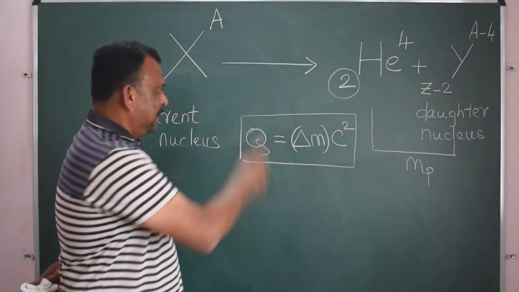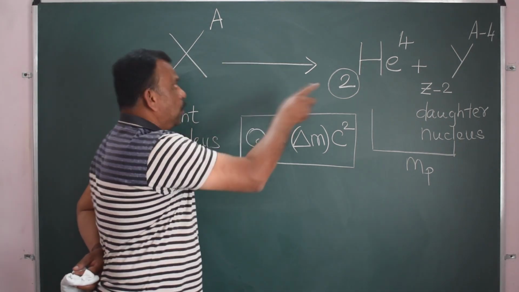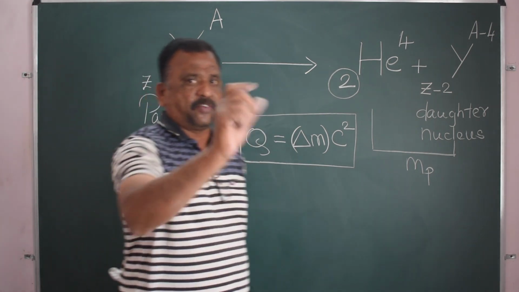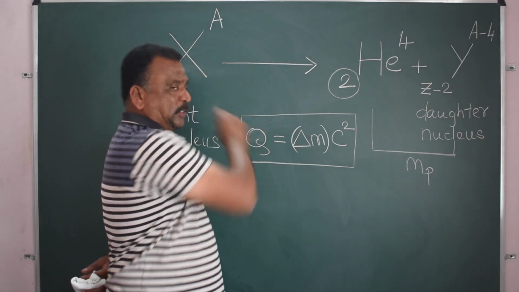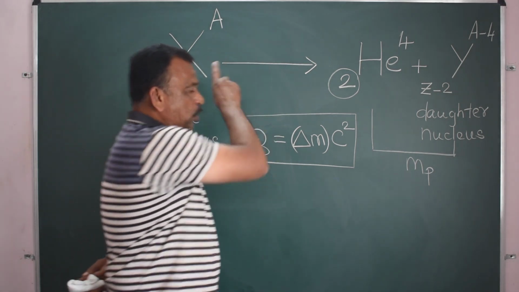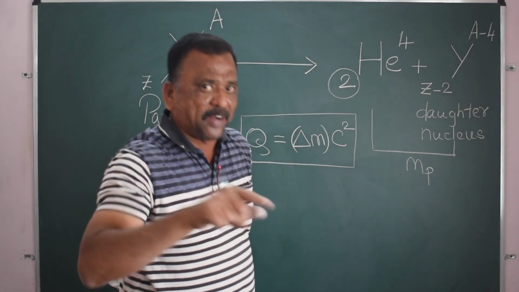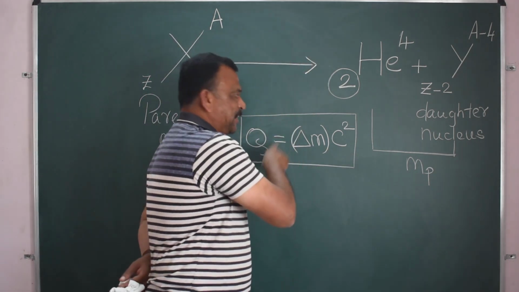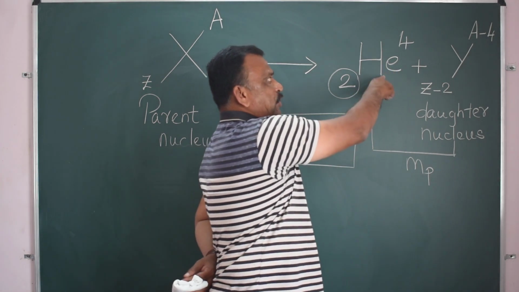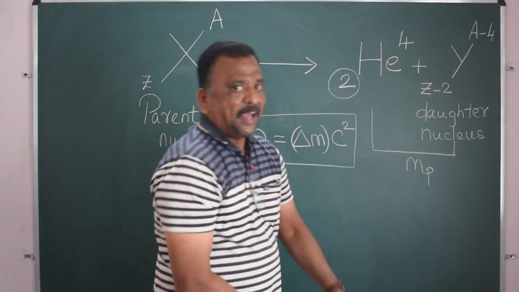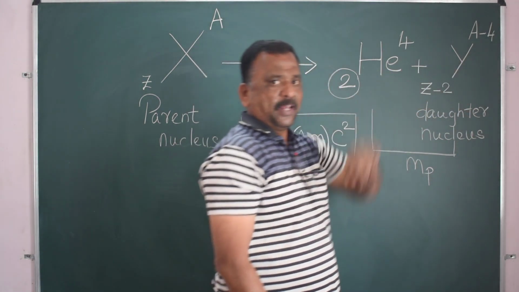Now in fact, this disintegration energy, assuming that the parent nucleus is initially at rest, of course the nucleus has to be at rest, will be equal to the total kinetic energy of the alpha particle and that of the daughter nucleus.